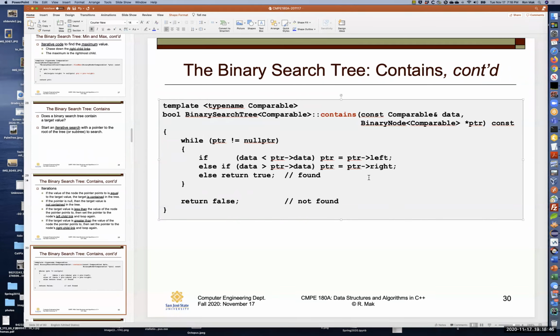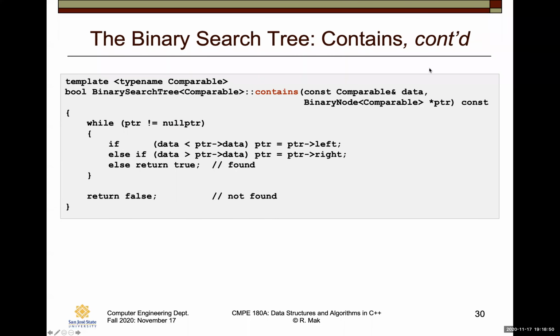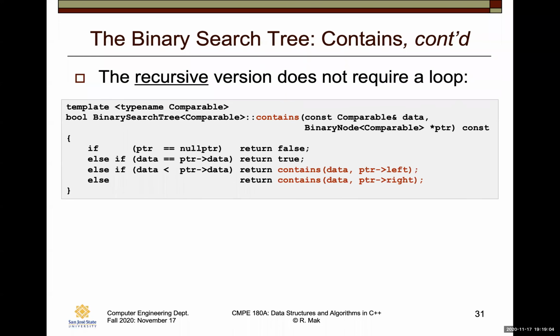So here is contains, and we're passed in a data value that we're looking for, and we're passed in a pointer to a node that we're starting with. And of course, the first time we call this, we would be passed in the pointer to the root of the tree.